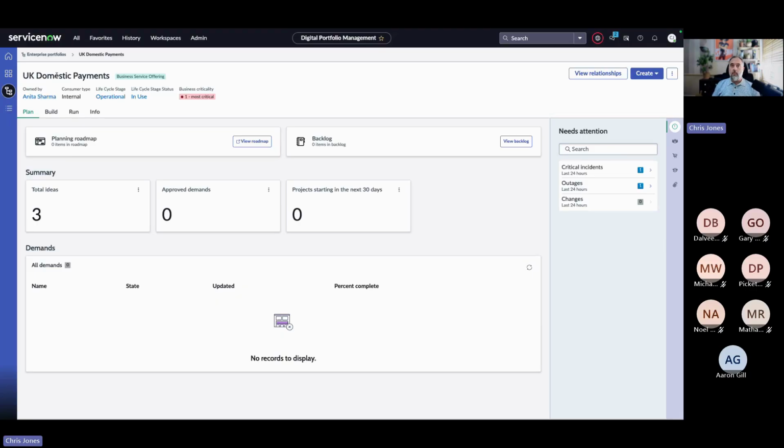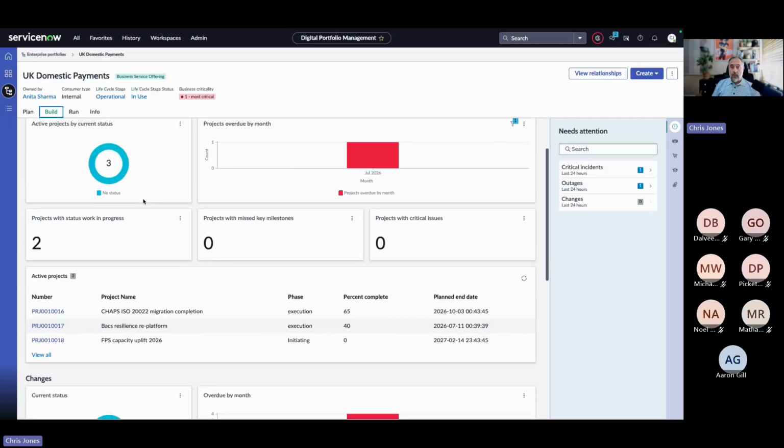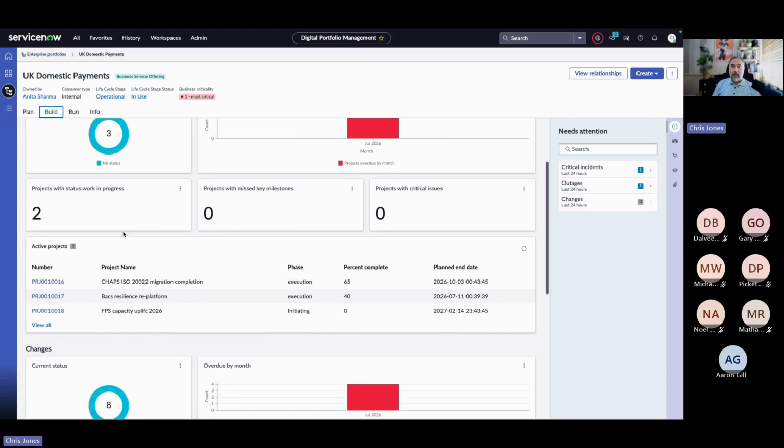So here we've got the UK domestic payments. This is a stratified version of the global payment solution, and it's a business service offering specific to UK domestic payments. It's got 3 ideas against it at the moment. It's got 0 demands that have been approved. We can then go look at the roadmap from a strategic portfolio management perspective. We can go look at the backlog in terms of approving the ideas into the build phase. We can look at the build phase, what projects are currently underway for this particular item.